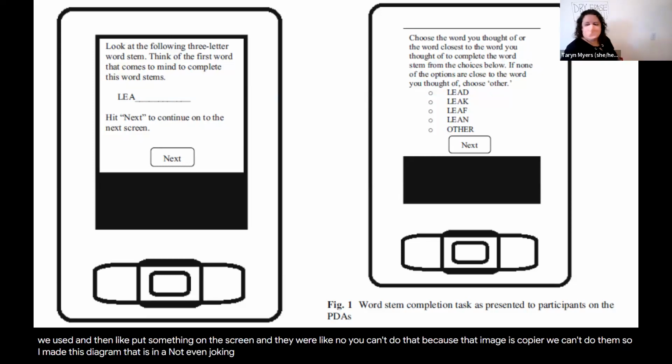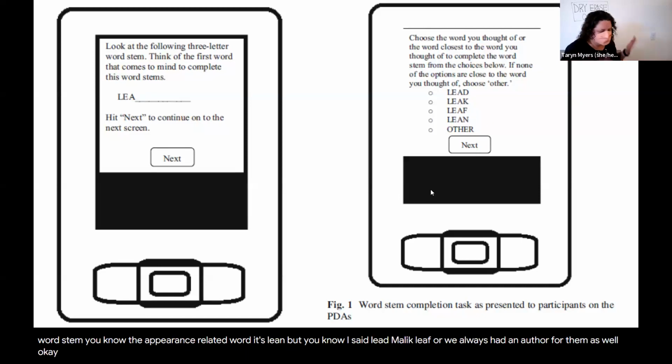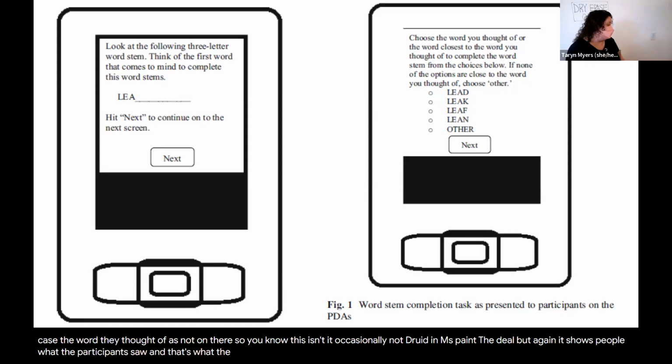Not even joking. I just vaguely drew what it looks like on these old Palm Pilots and then put in, so like here's the word stem, you know, the appearance related word is lean, but you know, is it lead, leak, leaf? Or we always had an other for them as well, in case the word they thought of is not on there. So yeah, this is in a publication. Not drew it in MS Paint. You just never know what you're going to be able to do or not do. But again, it shows people what the participants saw, and that's what the editors wanted us to do.